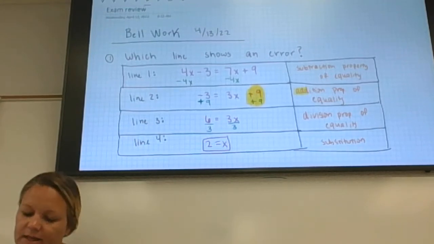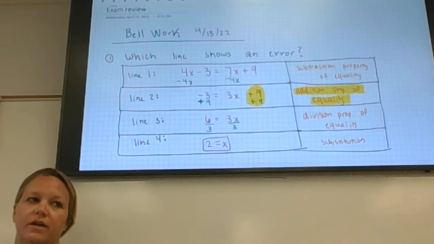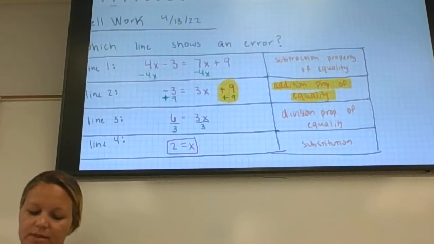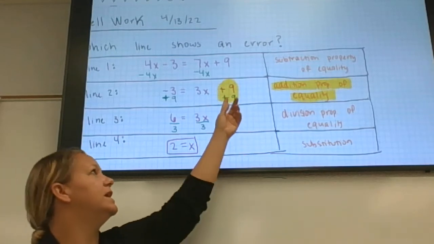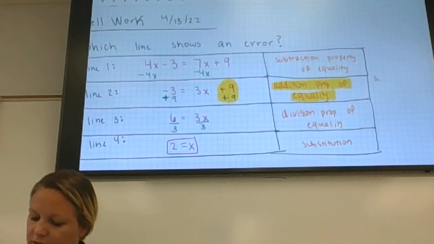And it's cited as the addition property of equality. But what should have happened there? It should have been subtraction, because right now you would have an 18. We would have an 18 if we added 9. So the correction would be to use the subtraction property of equality.